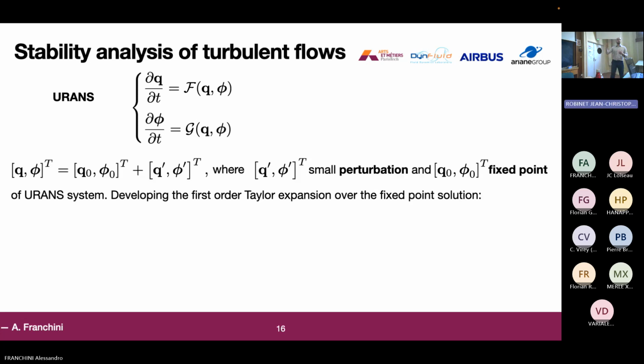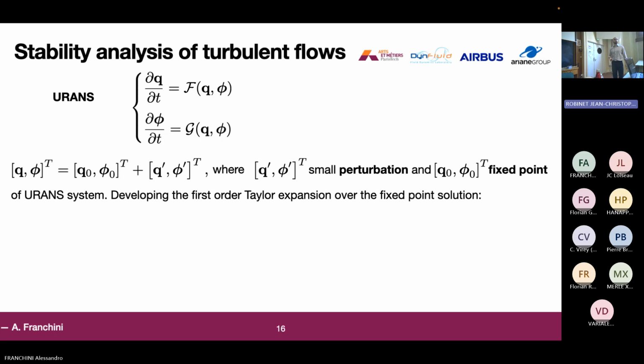So now, as is always done in stability analysis, we will take our state vector with turbulence variable, and we will say that it's composed of a fixed point vector plus a small, infinitesimal perturbation, where the fixed point solution is a solution of the stationary equation here, so where the derivatives in time are equal to 0.